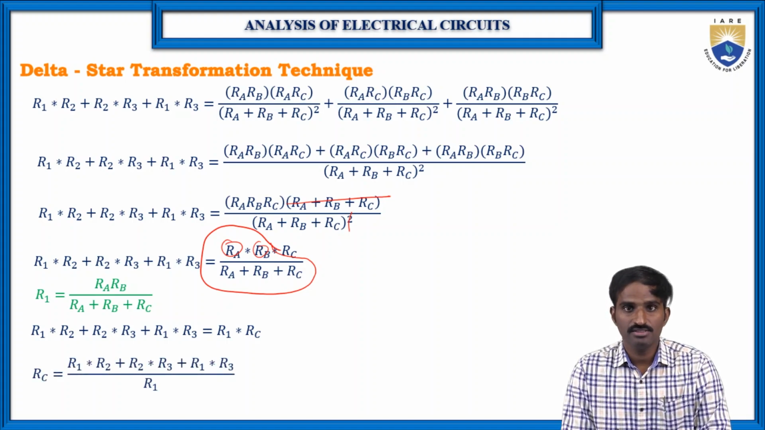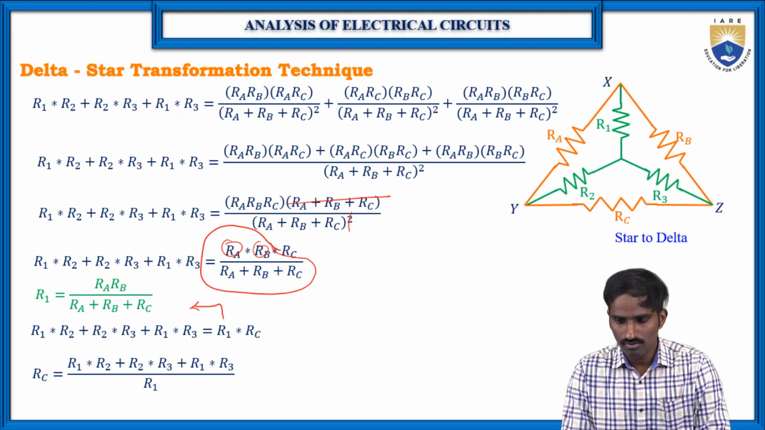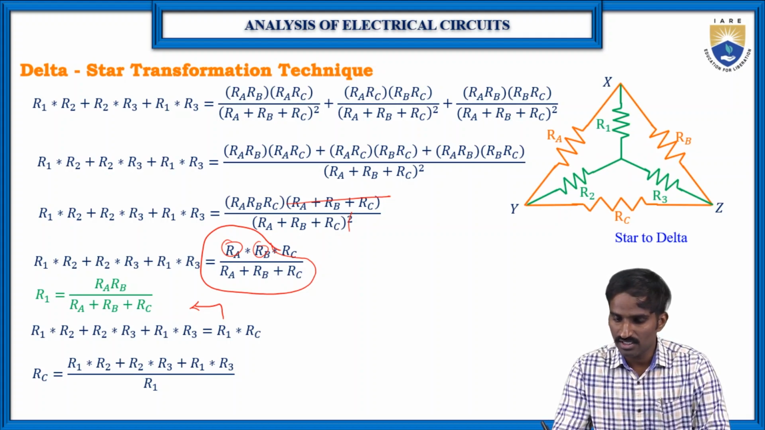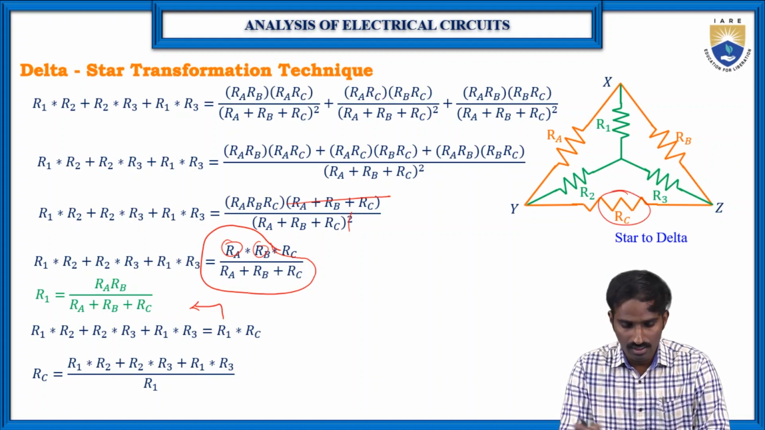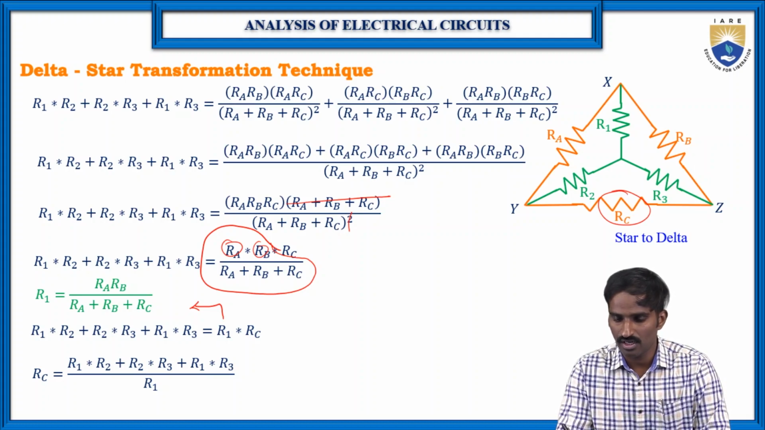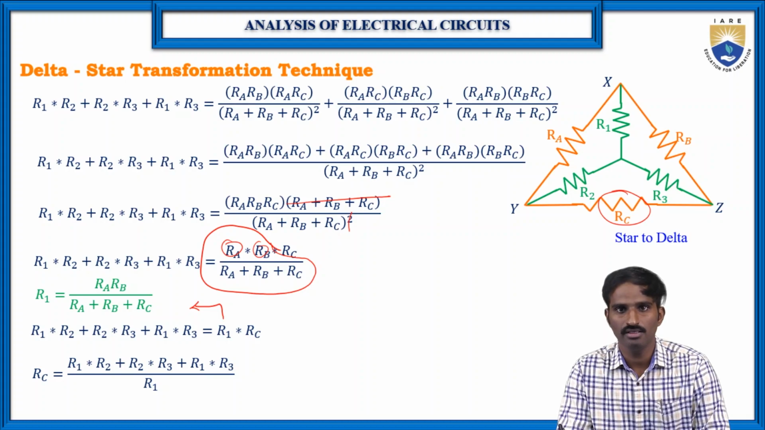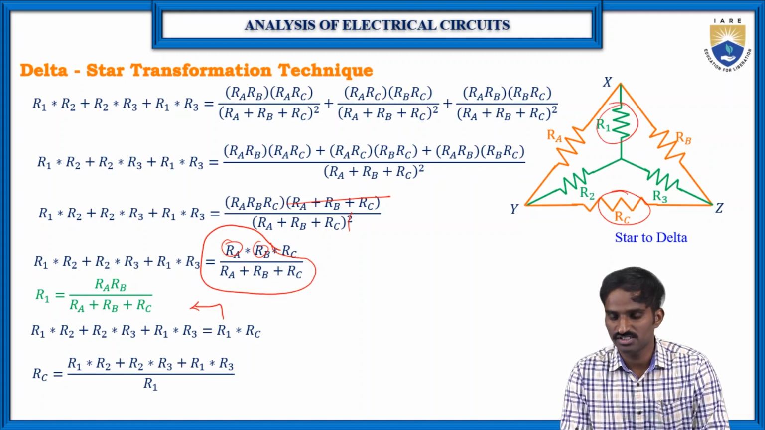Then if you send this R1 to the left hand side, RC is equal to R1 R2 plus R2 R3 plus R1 R3 by R1. So where is RC here? This is RC. This RC is equal to R1 R2 plus R2 R3 plus R1 R3, all the combinations, by R1, the opposite resistor which is connected to the other node.